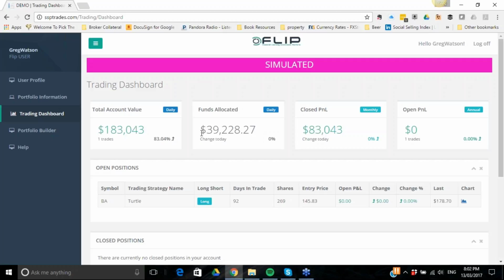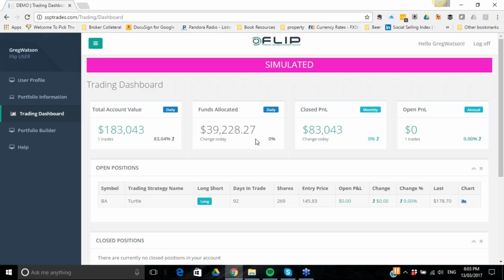So it's keeping more money in cash to wait until such time as it's right to trade and it's happy to trade. There's only one trade that's live at the moment, and it's been in it for 92 days. That's the Boeing turtle strategy, and it's up by about $30 a share. So there's some profit there on the table really. I just wanted to show you that for starters. It's a bit of a look at the performance on the trading dashboard.